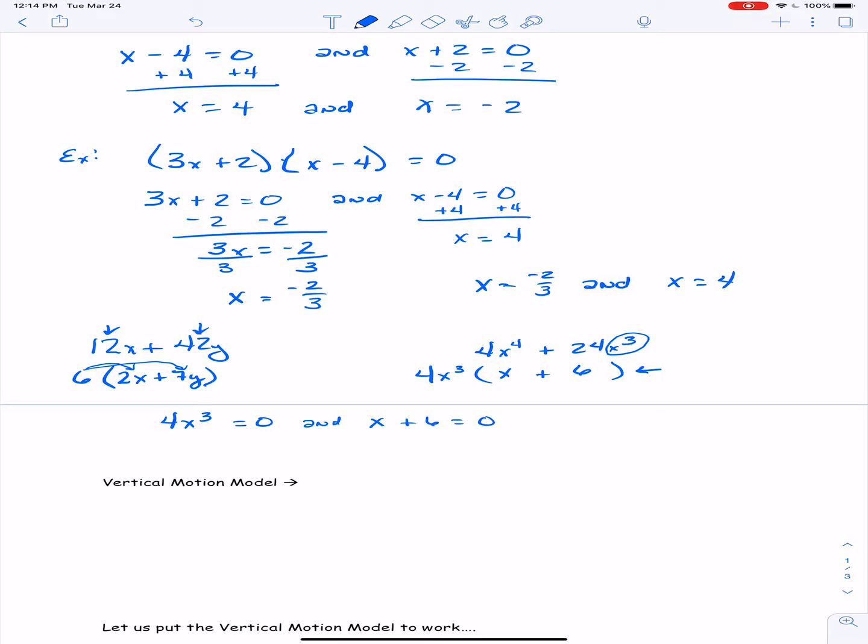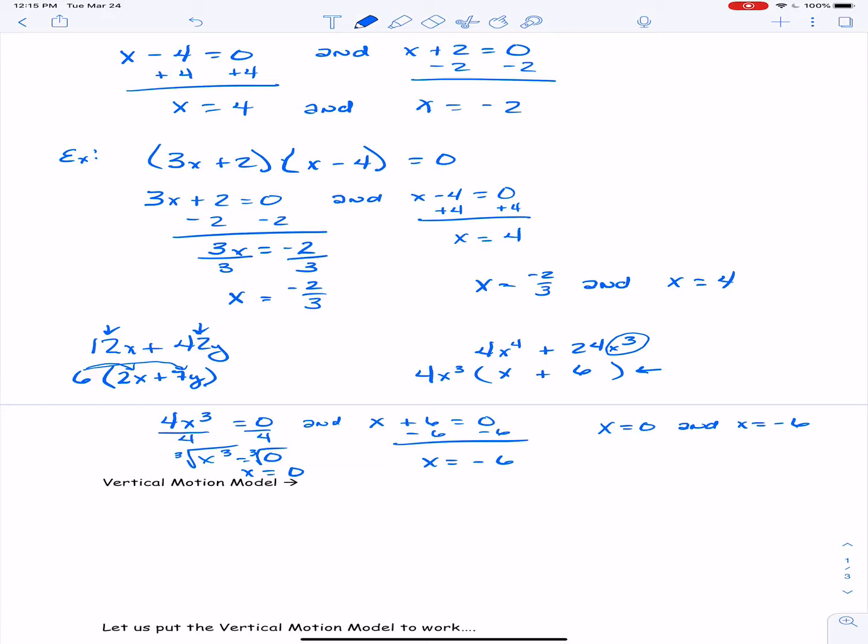So I'm going to divide both sides by 4, and so x cubed equals 0. And if I take the cube root of both sides, x is going to equal 0. And then I subtract 6 from both sides on this one, and so x is equal to negative 6. So your roots for this one are x equals 0 and x equals negative 6.